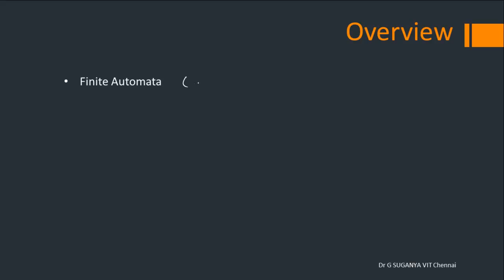So it could be defined by using a 5-tuple: Q, sigma, delta, q naught, and F. Q is the set of states, sigma the set of input symbols, delta is the transition function, q naught is the start state, and F refers to the set of final states. The limitation of finite automata is that it doesn't have a memory element associated, and hence finite automata plus the memory element, which we call a stack, is called pushdown automata.